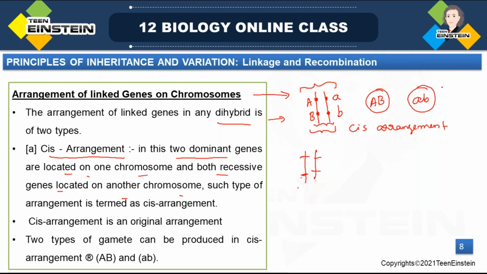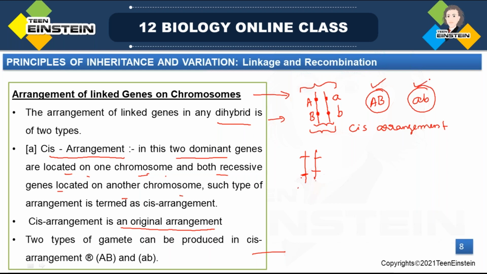So there are two types of arrangement of linked genes on a chromosome, cis arrangement and trans arrangement. In cis arrangement, two dominant genes are located on one chromosome, and both recessive genes are located on another chromosome. Cis arrangement is the original arrangement, and there are two types of gametes in it. The first one has both dominant genes, and the other has both recessive genes. You can see here, this is one gamete and this is another gamete.